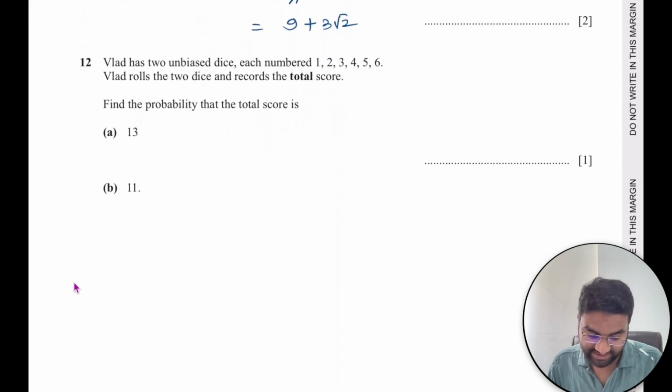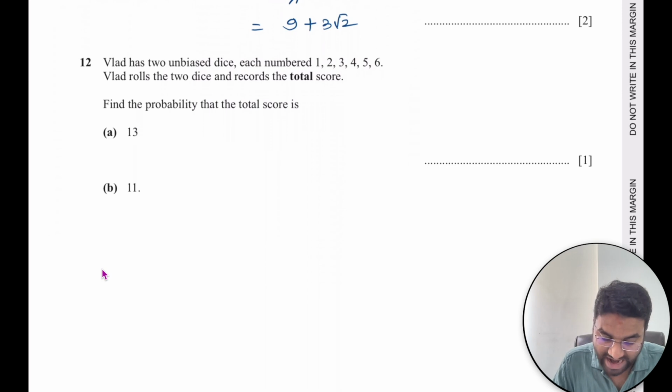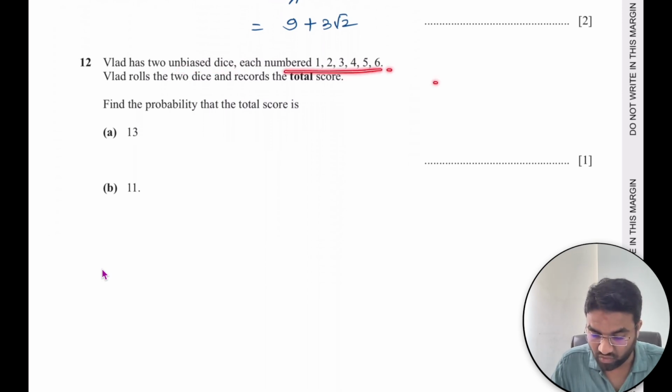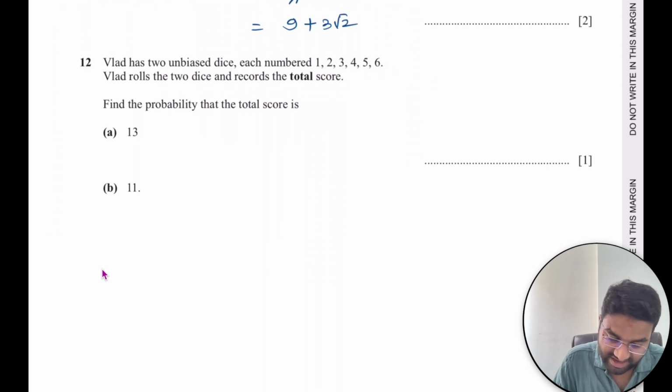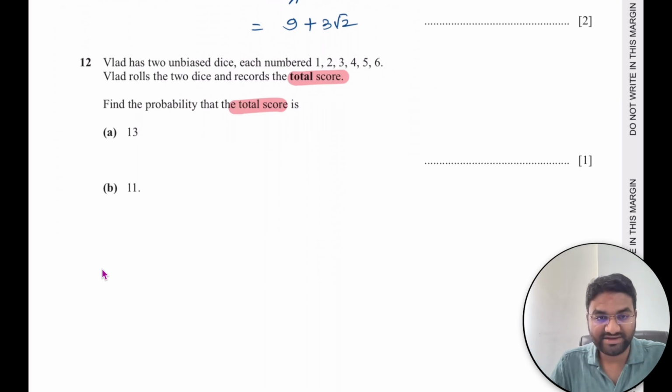Then the 12th question. Here Vlad has 2 unbiased dice, each numbered 1, 2, 3, 4, 5, 6. Vlad rolls the two dice and records the total score. Find the probability that the total score will be 13 and 11. By the way, for this one, you must know the table.